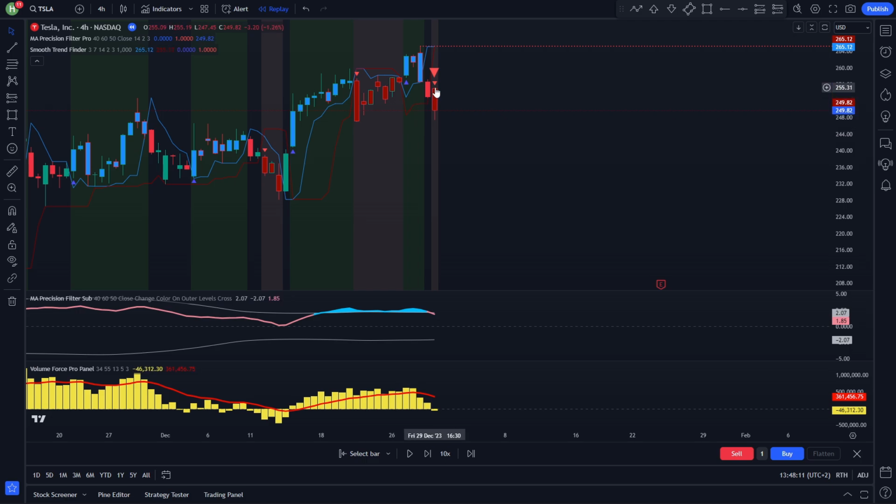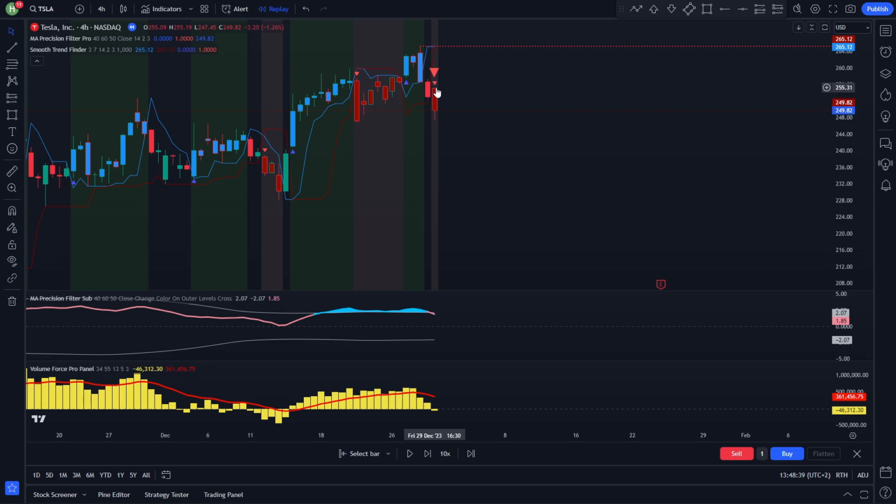From the chart, we can see that we receive both a sell alert from the MA Precision Filter Pro and Smooth Trend Finder at the same time. Now, when we receive these alerts, it's important that we wait for the candle to close before entering our trade. The reason is, while the candle is forming, circumstances might change which could impact the alert.